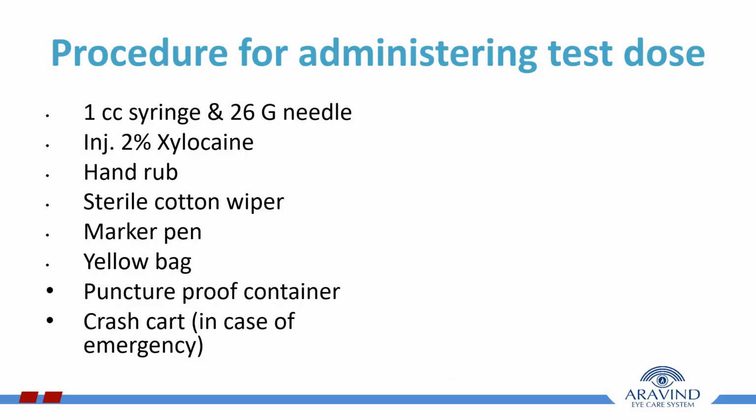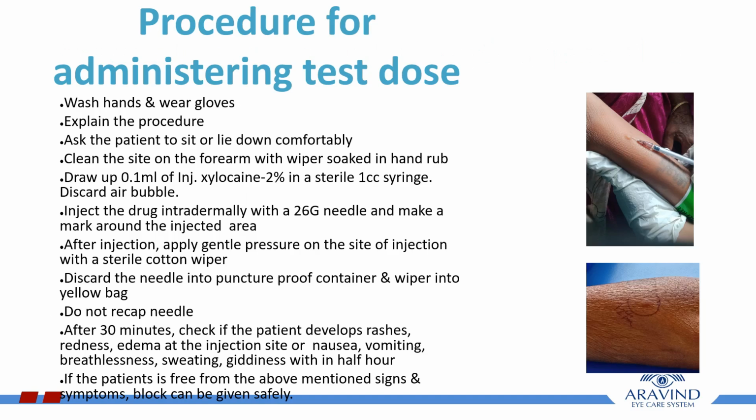Procedure for administering test dose. Consumables include 1 cc syringe and 26 gauge needle, injection 2% xylocaine, hand rub, sterile cotton wiper, marker pen, yellow bag, puncture-proof container, and crash cart in case of emergency. Procedure for administering test dose.